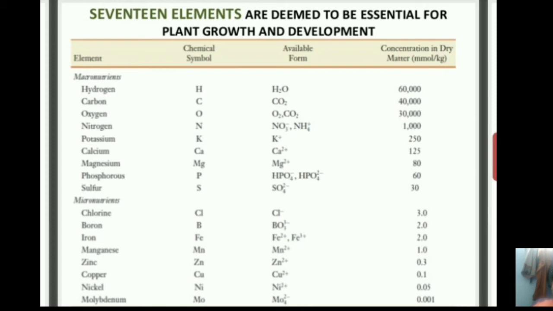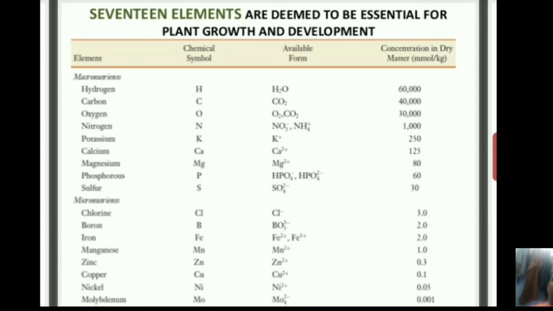And nitrogen, which is present in the form of nitrates and nitrites, may be 1000 millimoles per kg in dry weight. In the same way, potassium is available to the plants in ionic form. In the same way, calcium is also available in the form of ions. When we see the molar concentration, it is 125 millimoles per kg.